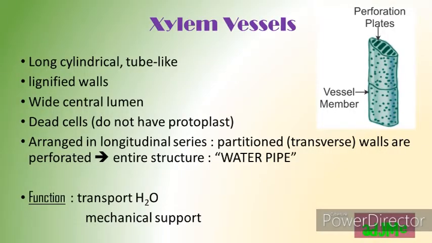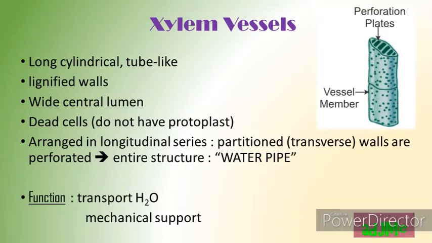The third type we are going to learn is the xylem vessel. Look into the photo, this is how a xylem vessel looks. They are also long, cylindrical, tube-like, but not with tapering ends. The first two you learned have tapering ends, but xylem vessels do not, and even xylem parenchyma does not have tapering ends. Xylem vessels have lignified walls, that is, walls made up of lignin. Here also you come across a wide central lumen inside, and these are also dead cells.